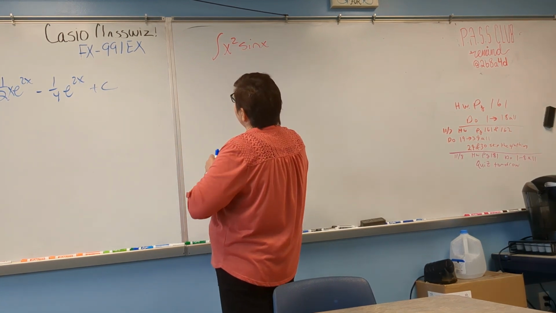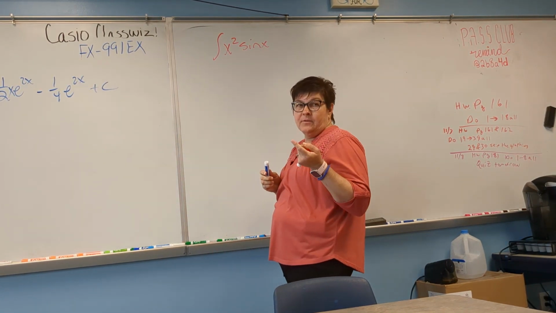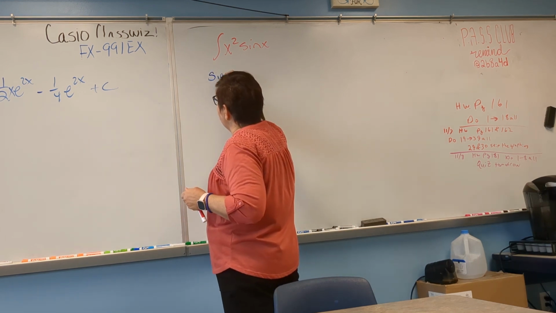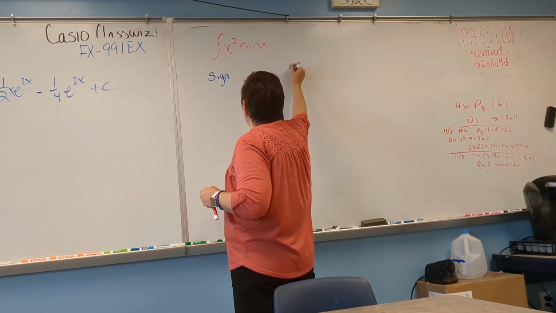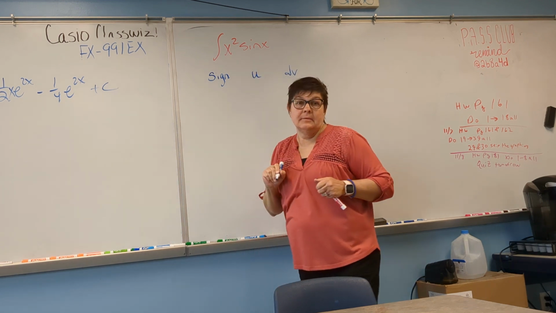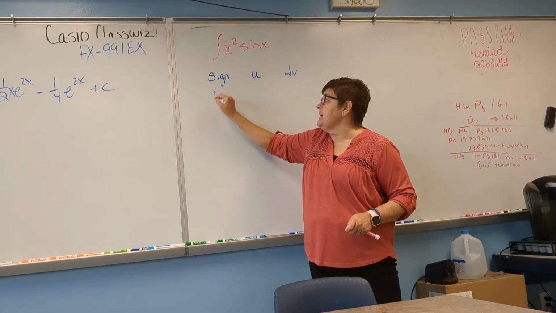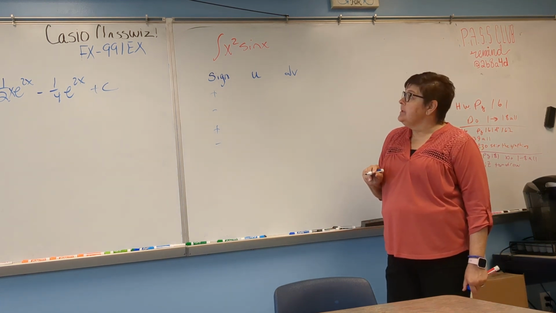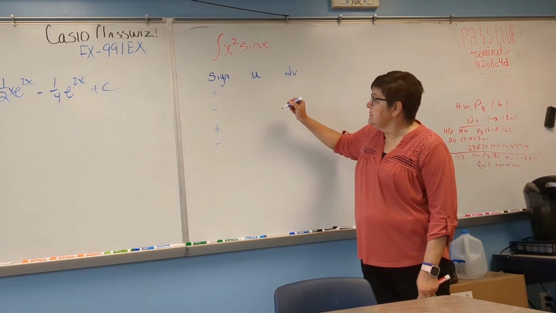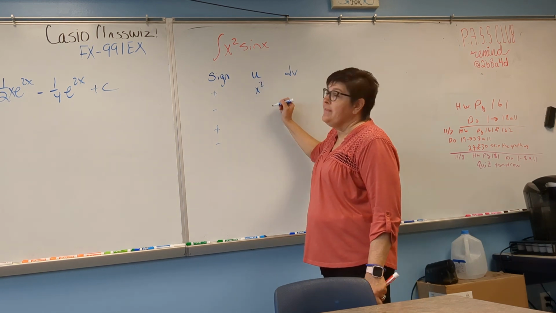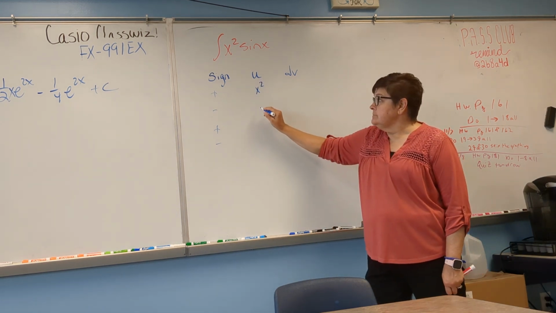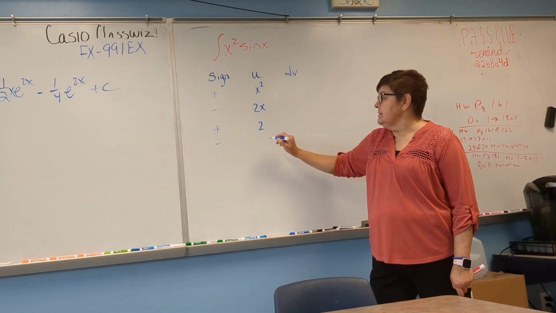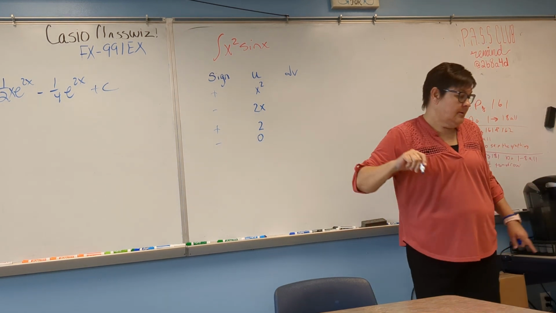Okay, what's u? U is going to be your x squared. Are you guys cool with that? So we have the word sine, u, and dv. So we start with plus, minus, plus, minus. I don't know how far I'm going to go. Okay, what's u? And then tell me what to write in that column. 2x, what's next? 2, then what's next? 0. That's where I stop.